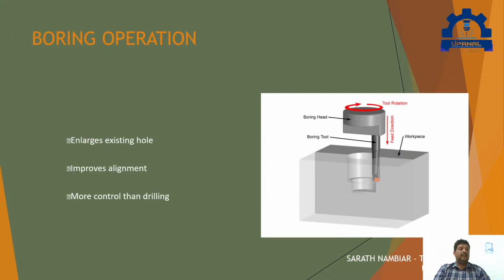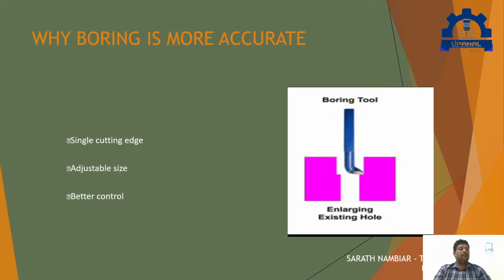As I told, the boring operation enlarges the existing hole, improves the alignment, and gives us more control than drilling. So first we need a hole. We cannot directly do the boring. We need a hole and then we will do the boring. You can see in the image. Why is boring more accurate? Because we can adjust the size.